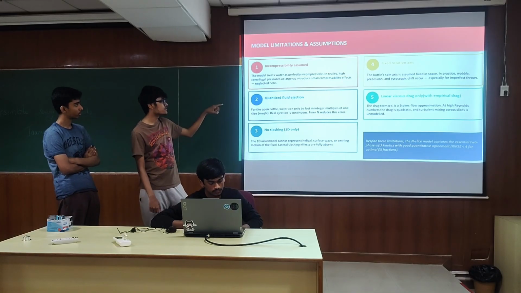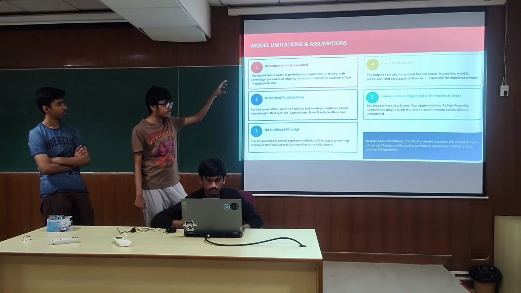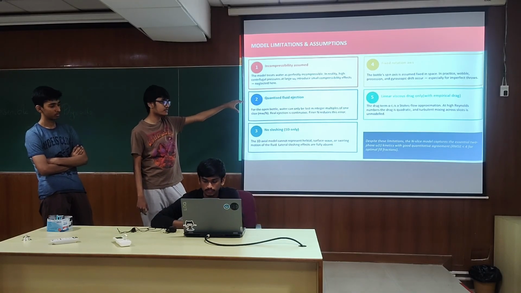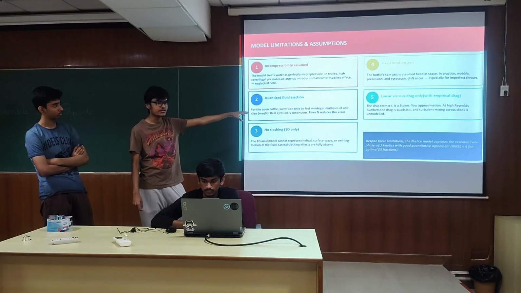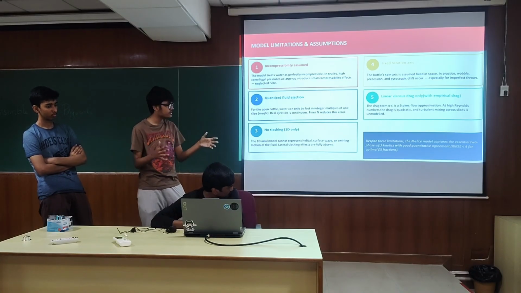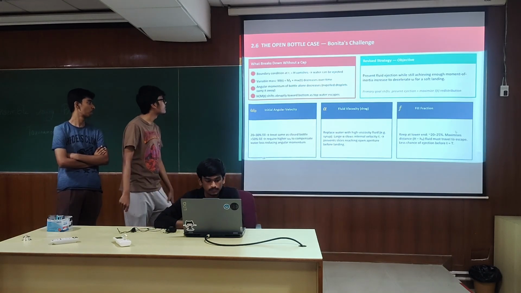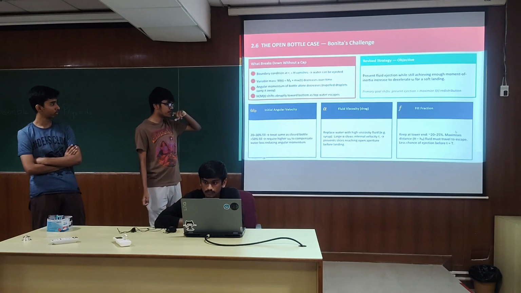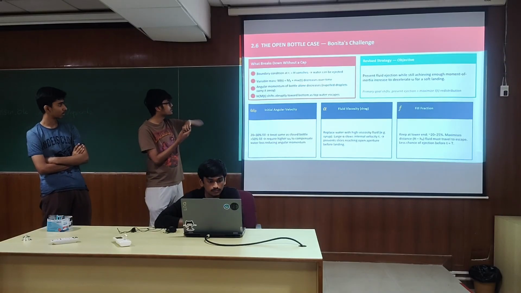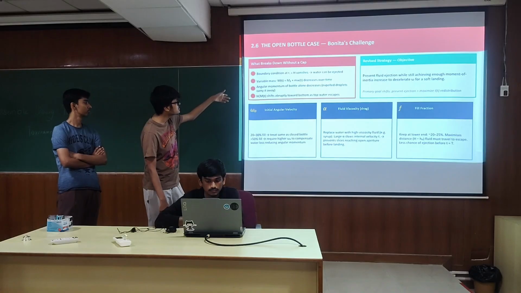Linear viscous drag is also another limitation. Only linear viscous drag, and that too with empirical drag, so the constants aren't exactly correct. You can't just enter any random value to get the correct equation; it's like a range. For the open bottle case, the tip of the boundary condition is exceeded, and the water mass can be ejected.